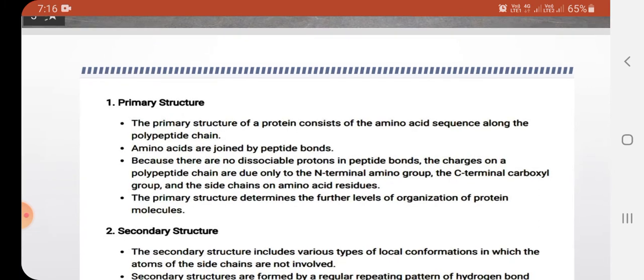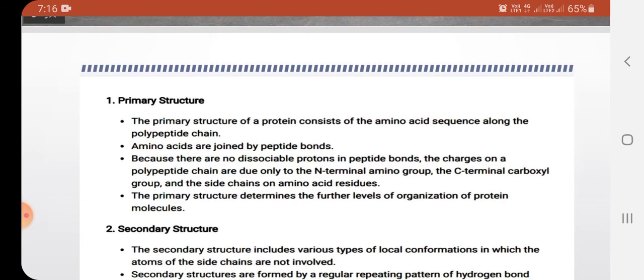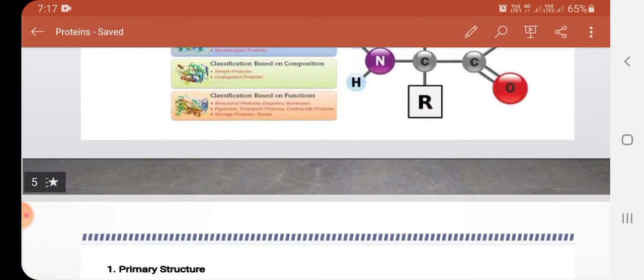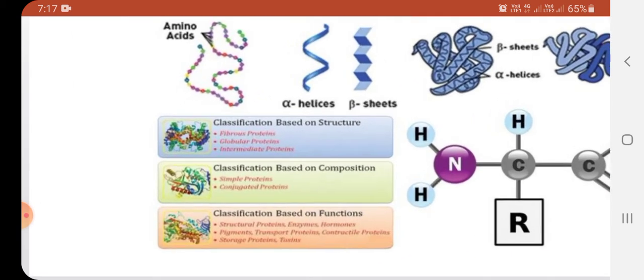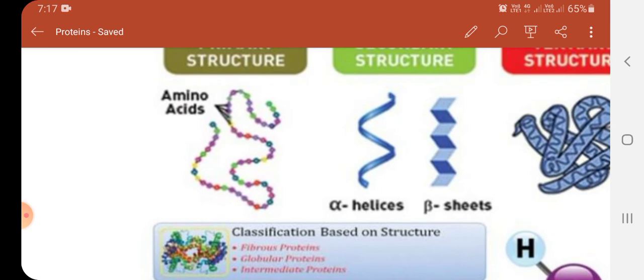First of all, we take the primary structure. The primary structure of protein consists of the amino acid sequence along the polypeptide chain. The primary structure of proteins includes the linear arrangement of amino acid residues in a polypeptide chain and the location of the covalent bonds like peptide and disulfide bonds. If these are present, they represent the backbone of proteins.